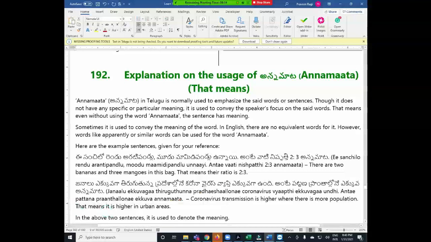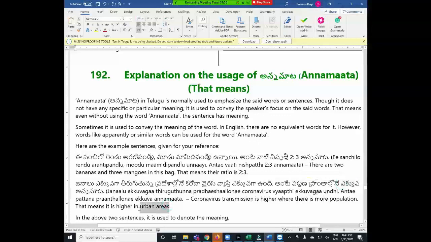That means, here that means we can translate as annamata. In this context it is annamata. Okay, it is higher. Higher means ఇది ఎక్కువగా ఉంది, but the word ఇది is not necessary to use, so we can use the word ఎక్కువ.